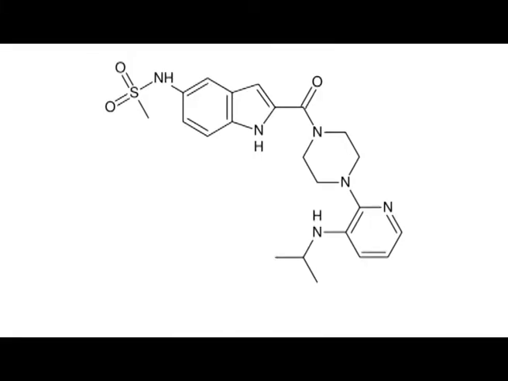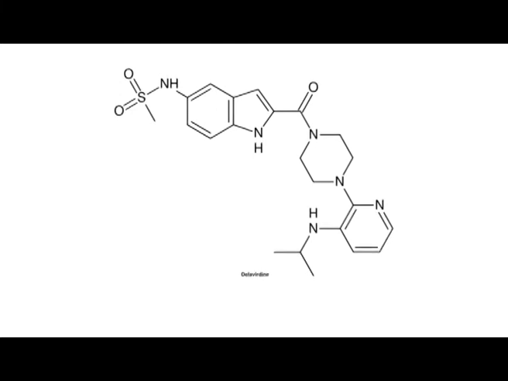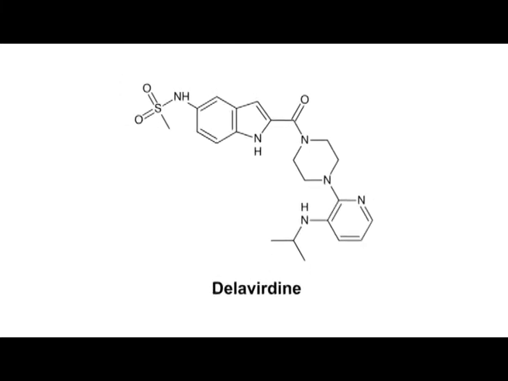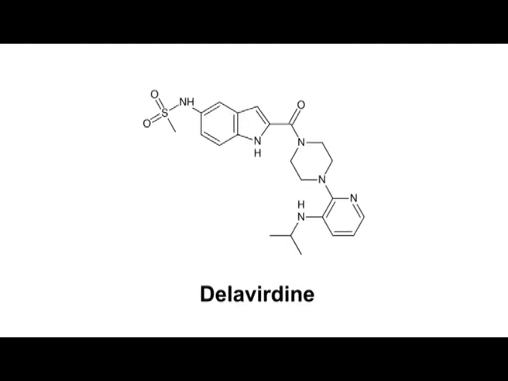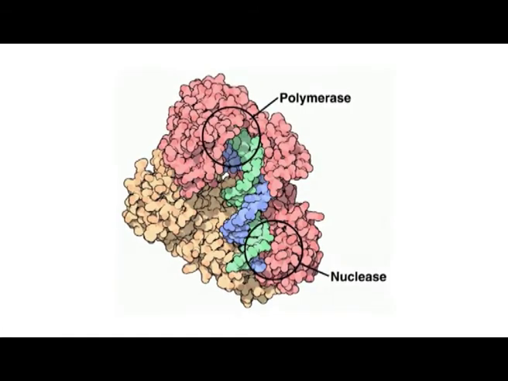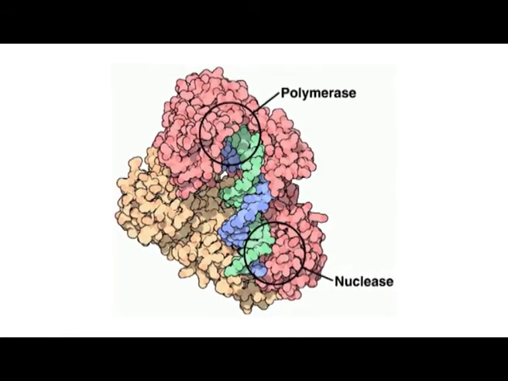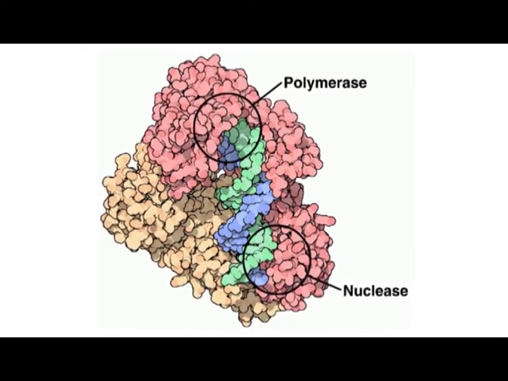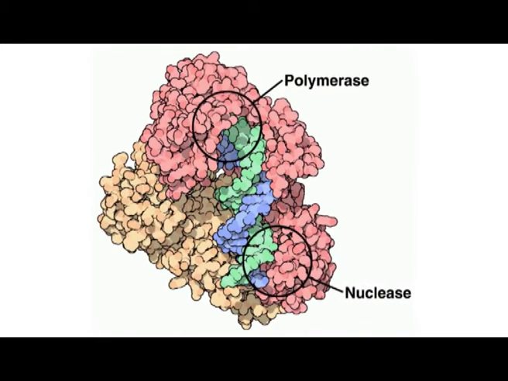Delavirdine. Delavirdine is a bisheteroaryl piperazine derivative. It is a potent non-nucleoside reverse transcriptase inhibitor with activity against HIV-1. It directly inhibits reverse transcriptase and DNA-directed DNA polymerase activity of HIV-1.